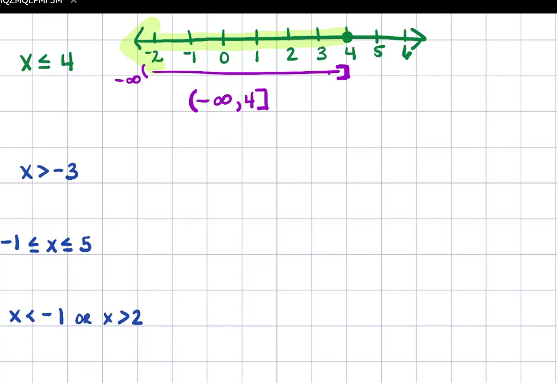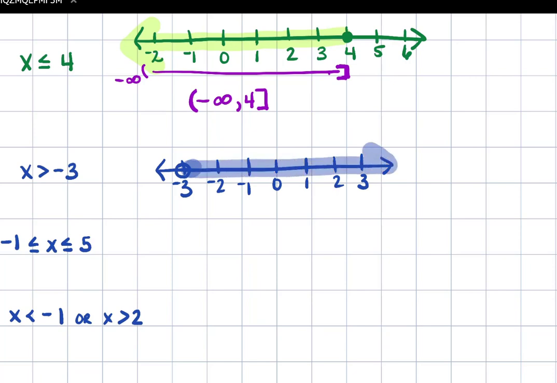Okay, x is greater than -3. So we've got 0. Alright, so does x is greater than -3 include -3? It doesn't, because -3 is not greater than -3. So it doesn't actually include -3, but it includes the number just above it. So it includes all the numbers to the right, greater. All of those numbers are greater than -3.